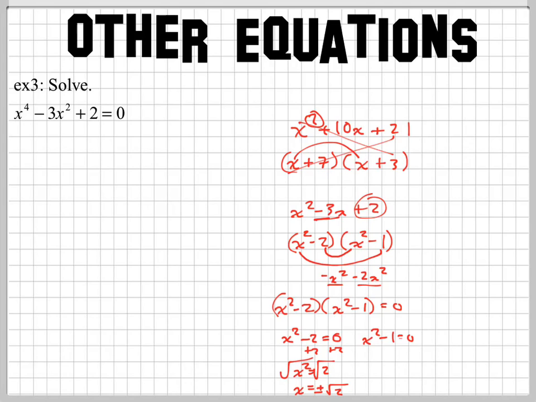The second one, you would add 1, you get x squared equals 1. You square root both sides, you get x equals plus or minus 1. That one's nice because we can take the square root of 1. So here are our solutions. Just make sure you get in the habit of plugging these in and checking them to see if they're correct.